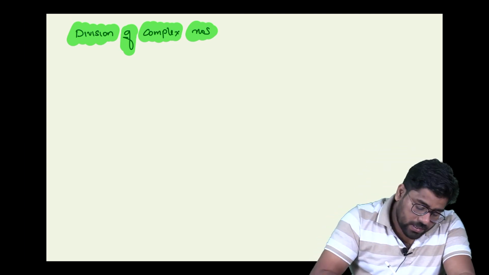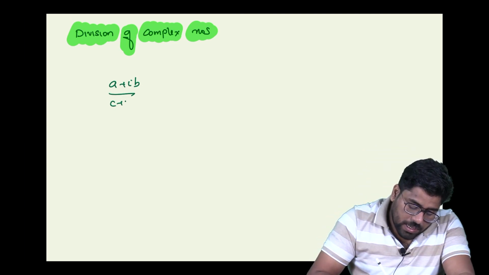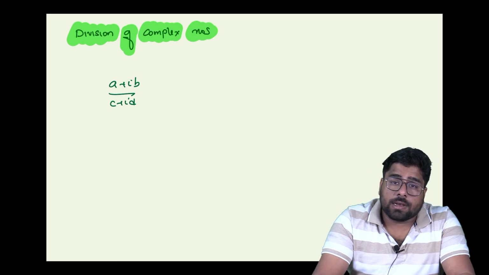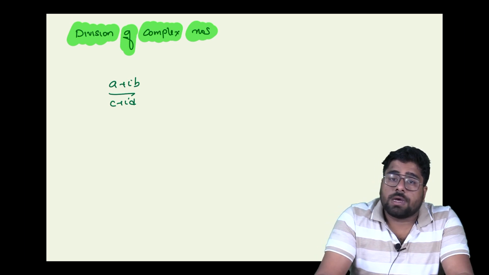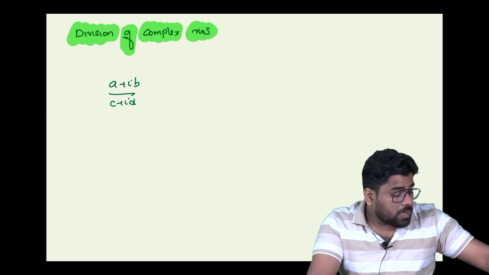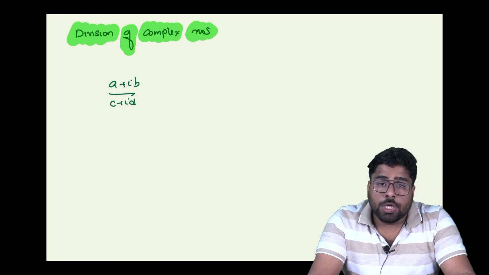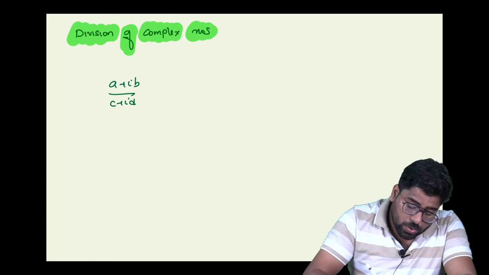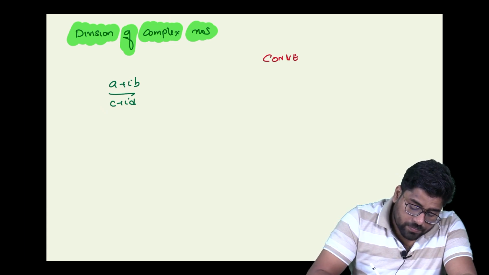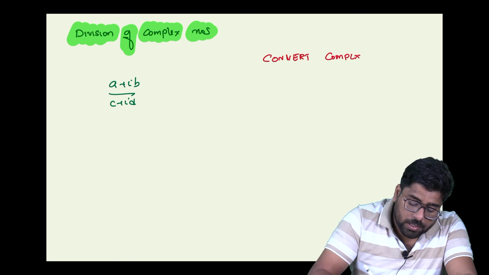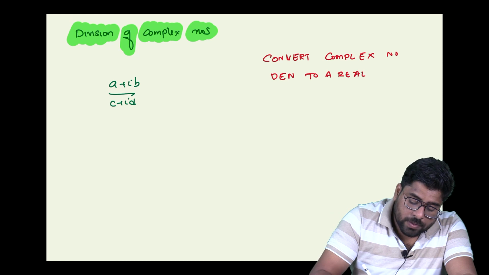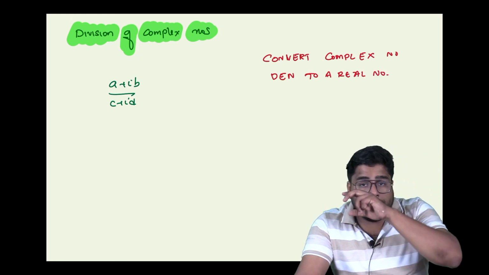Fundamentally, when I write a plus ib divided by c plus id, you cannot divide a complex number by another complex number directly. So how can you actually divide a complex number by another complex number? You convert the complex number in the denominator to a real number. Please write it down.